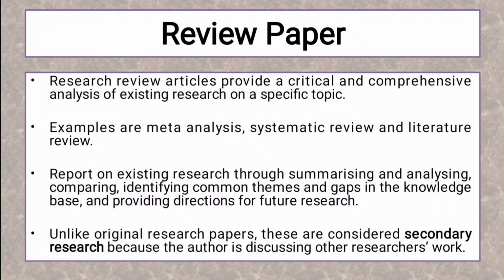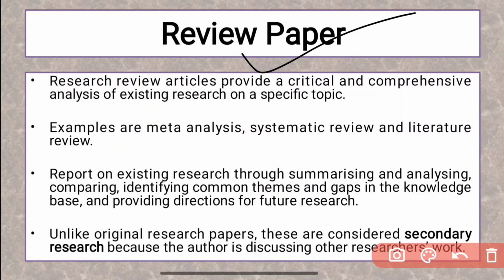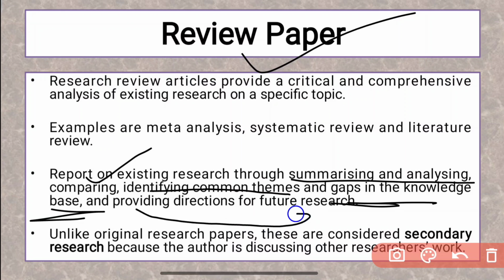Now next kind of paper that we are going to discuss is the review paper. In this what happens is that you try to summarize and analyze, or you can compare, identify common themes or the gaps in the knowledge by studying already existing literature. Okay, and you can also provide the future research. Various kinds of review paper can be meta-analysis, systematic review or the literature review.